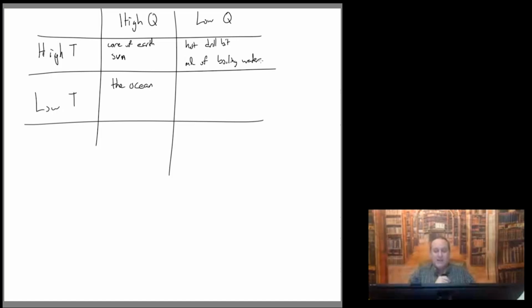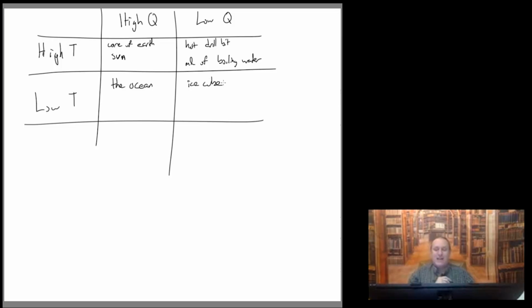And then, of course, something that's low temperature and low heat, I don't know, an ice cube. Ice cube is low temperature and also doesn't have a lot of heat. You can't really use melting ice as your criterion for having heat because ice is cold to us, but it's warm to dry ice. Water ice in your freezer is relatively warm compared to a chunk of dry ice or liquid nitrogen or something else that's very cold.